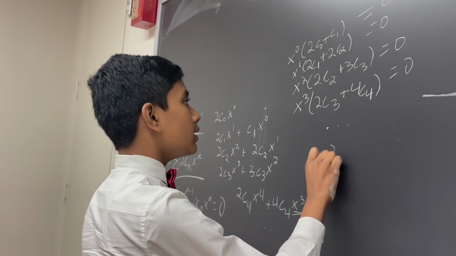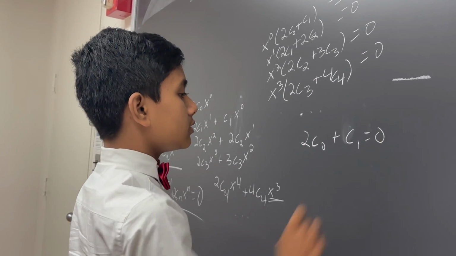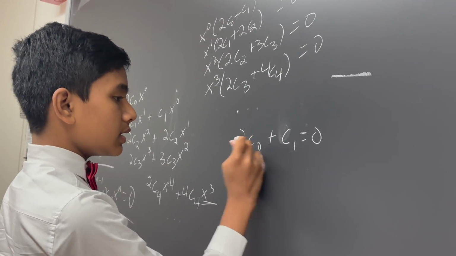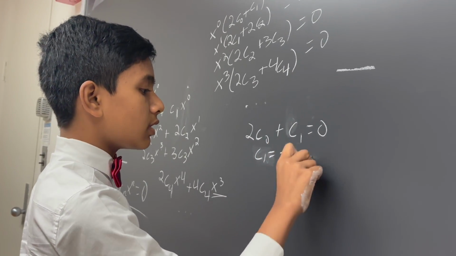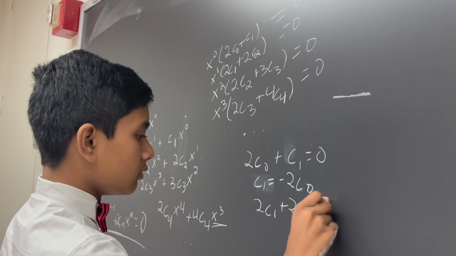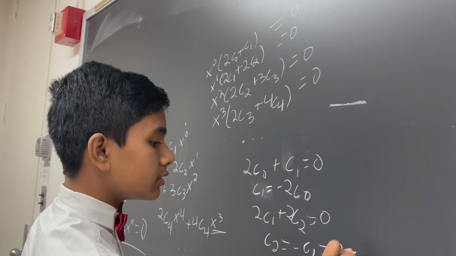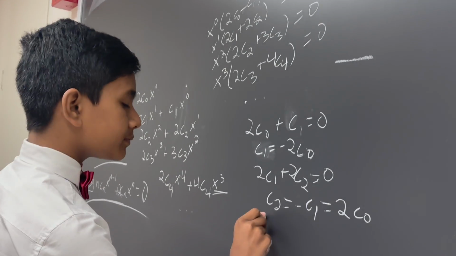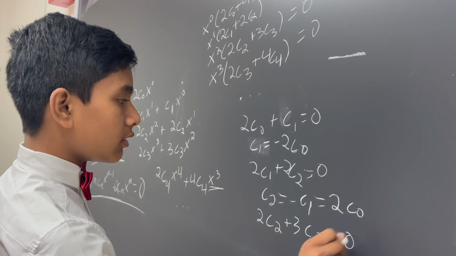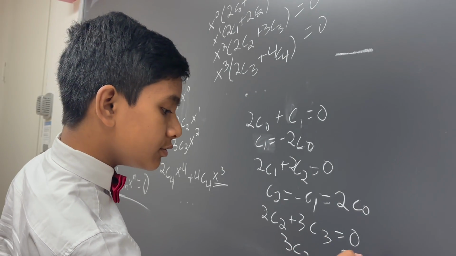So what do we do? Well, we just act naive and we try to solve. 2 C0 plus C1 is equal to 0. So that gives us C1 is equal to minus 2 C0. Okay, then 2 C1 plus 2 C2 is equal to 0. That gives us that C2 is equal to minus C1, which is equal to 2 C0. Then we get 2 C2 plus 3 C3 is equal to 0. So we get that 3 C3 is equal to minus 2 C2.